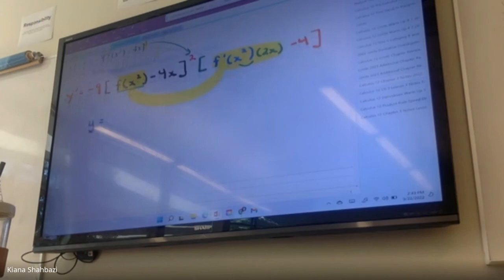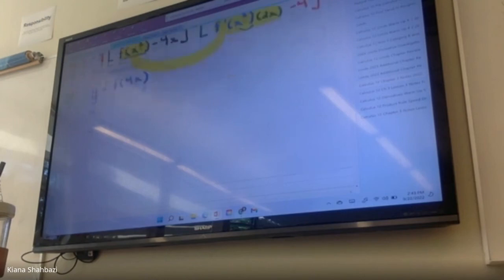What about, how do I find the derivative of this, class? So y prime would equal what? F prime 4x, 4x, and then multiplied by 4. Perfect. There's another one then.